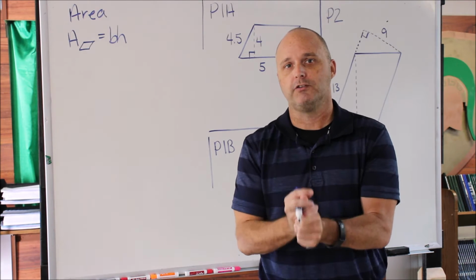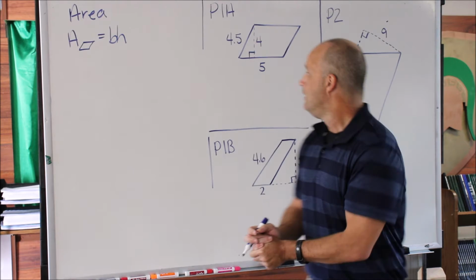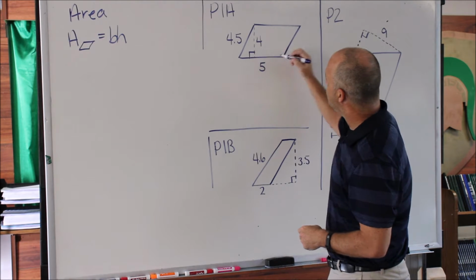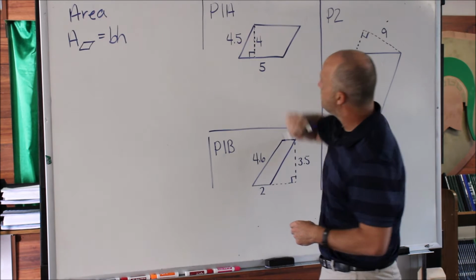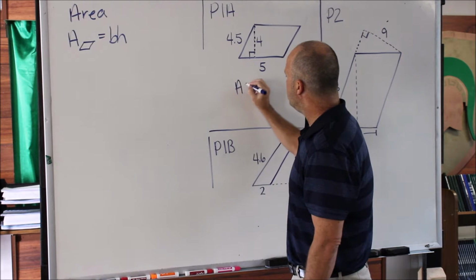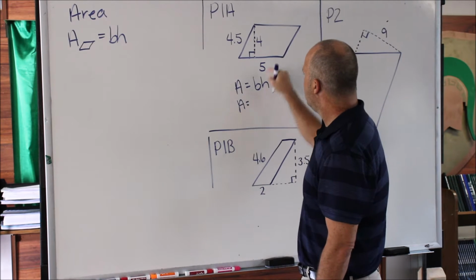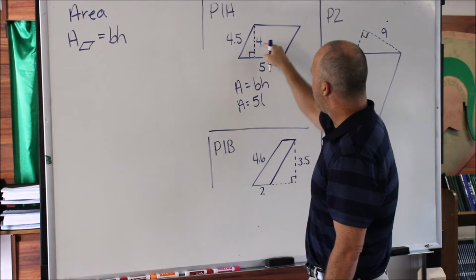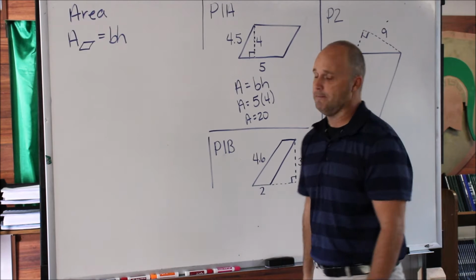So remember that anytime you're working with a base, you have to have an altitude. And remember that altitudes are always going to be perpendicular to the base. So you can see here that you're going to use this line here and then this altitude here because it's perpendicular to that base. So for our area formula, A equals BH, we're going to go A equals, the base is 5, and the height is 4. So the area of this parallelogram is 20.